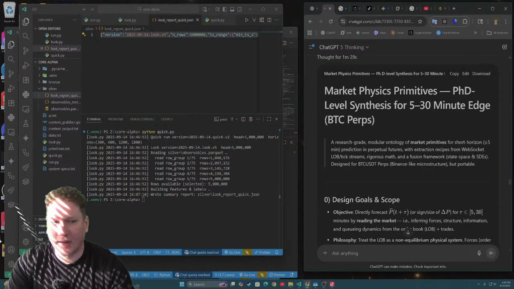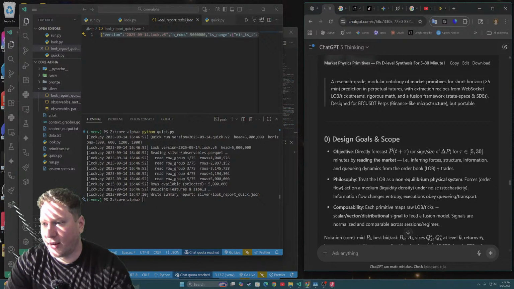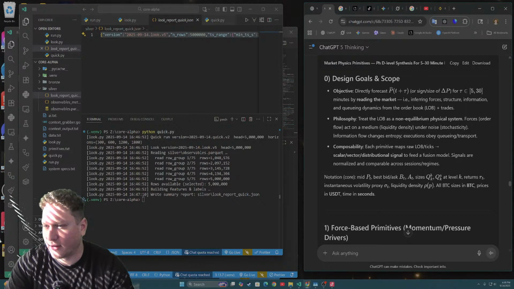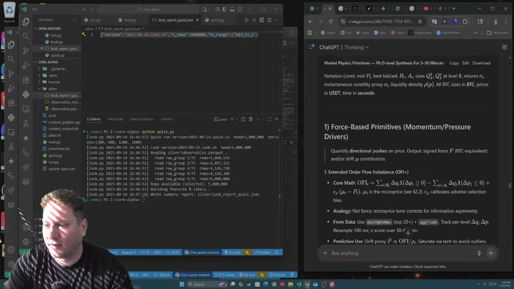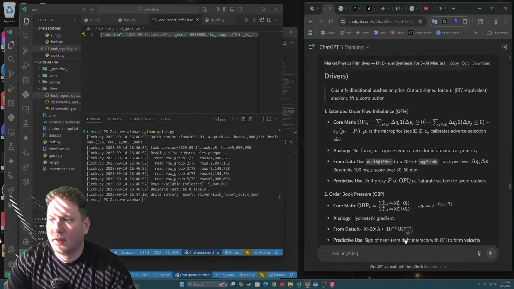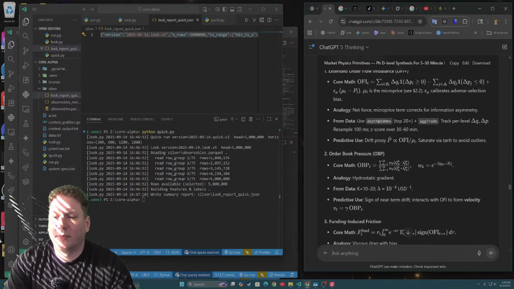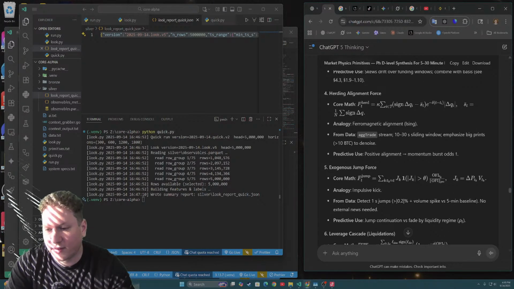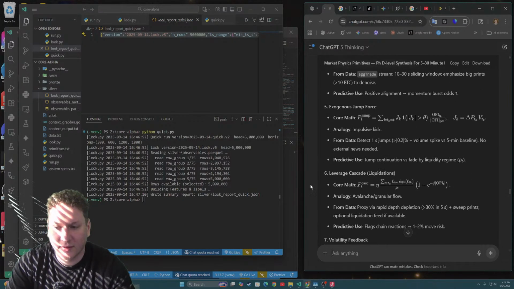Okay, cool. Let's see what we got here. Research grade modular ontology of market physics. Design goal, scope, objective directly forecast, and so on. Philosophy: treat the limit order book as a non-equilibrium physical system. Forces like order flow act on a medium, liquid density, under stochastic noise. Okay, cool. Order flow imbalance, order book pressure, funding induced friction, herding alignment force, exogenous jump force. That might be a news impulse.